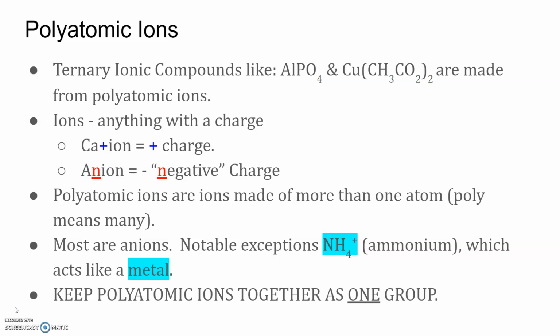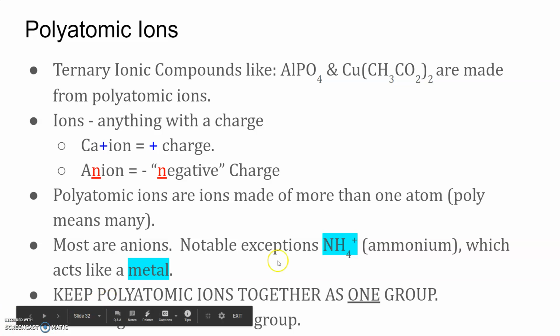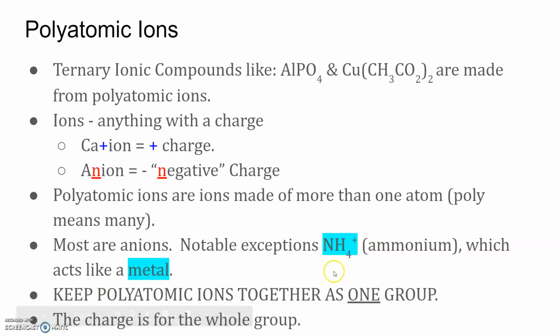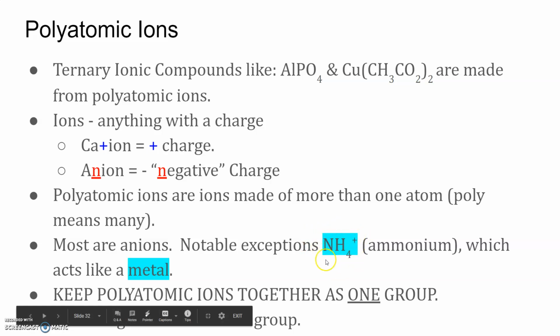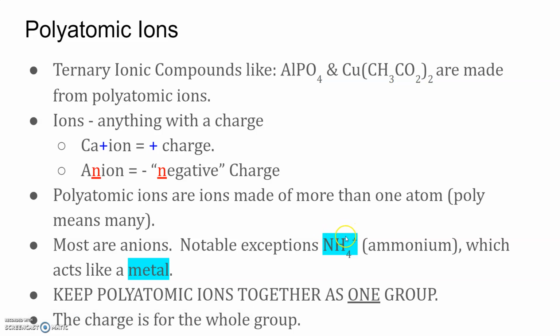Now, the other thing to know about polyatomics is that you want to keep the ions together. They sort of act as a group. And the charge that you see for the polyatomic is the charge for the whole group. So for example, for ammonium, NH4+, that +1 charge is for the entire thing. So all of ammonium has a +1 charge. That does not mean that the nitrogen has a +1 and the hydrogen has a +1 and the other hydrogen has a +1. It means no, the whole entire thing has a +1 charge.